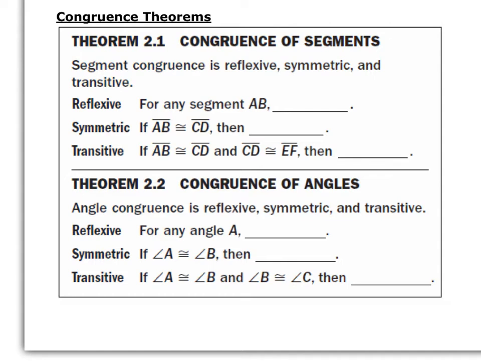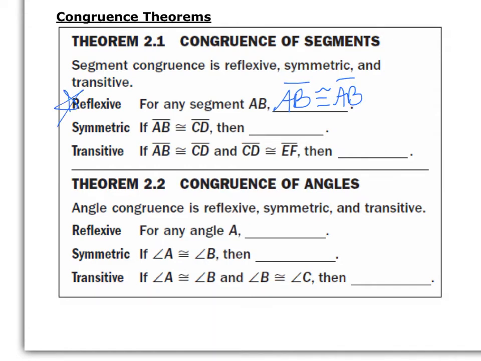So some of you took notes on this previously and some of you have not. So reflexive, if something is reflexive, we know that both sides of the congruent symbol are going to be exactly the same. For a segment AB, we know that segment AB is congruent to segment AB. You might want to put a star by this one because we're going to use this one quite a bit.